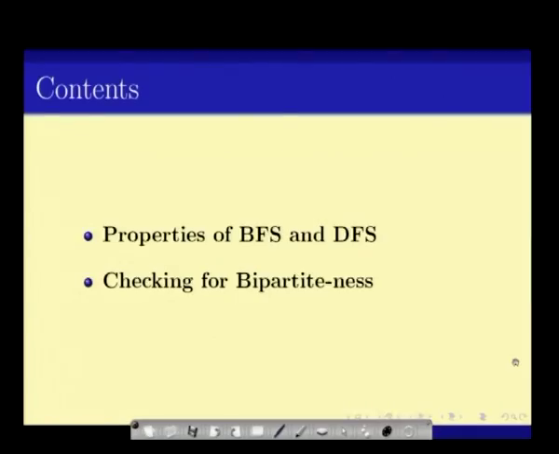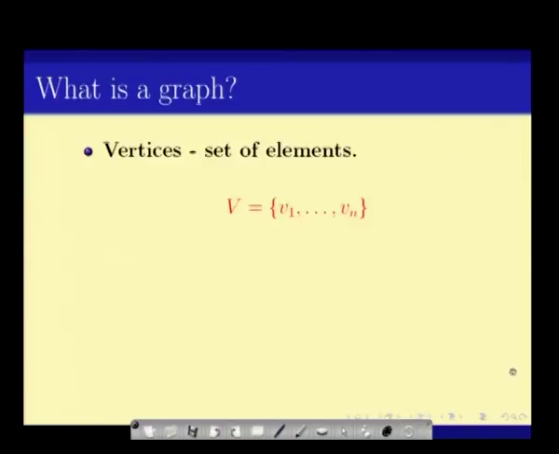Welcome to the UGC lecture series in computer science, and the topic is algorithms. Today we will be looking at BFS and DFS algorithms and their applications. In particular, we will be looking at checking for bipartiteness.